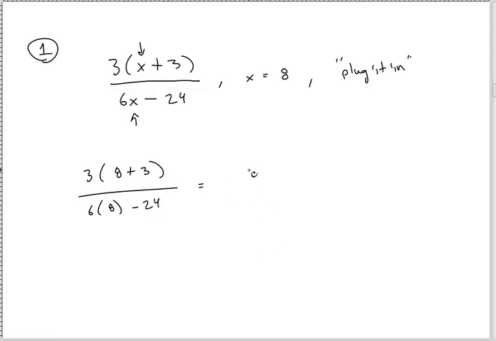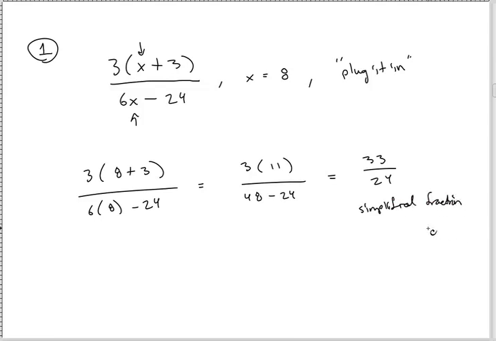Now we have to simplify the expression some. So 8 plus the 3 is going to be 11. Then 6 times 8 is 48, and then minus that 24. Notice that we have here a 33, and here on the bottom we have 24. So we're basically done here. This is the answer, but they want this answer as a simplified fraction. So in a way, we need to keep going.